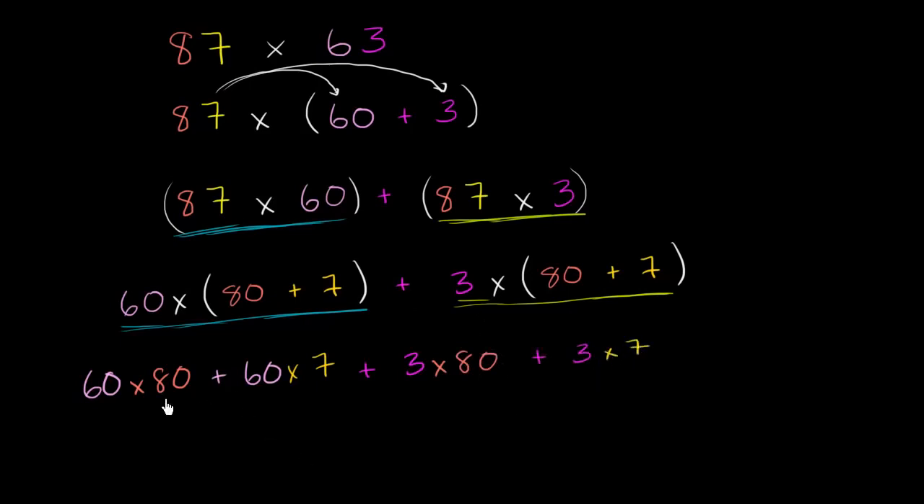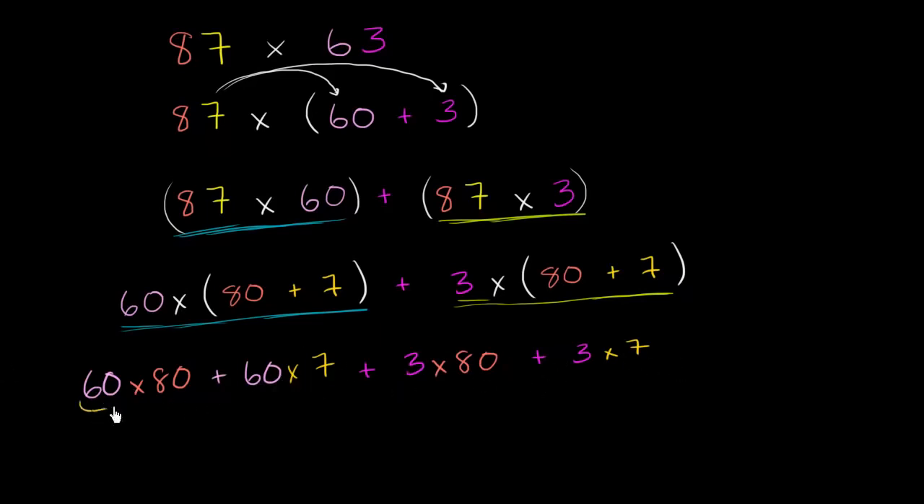So notice, what we really did is we thought about what each of these digits represent. 8 represents 80, 7 represents 7, 6 represents 60, because it's in the tens place. The 8 was in the tens place as well. This 3 is in the ones place, so it's just 3. And we just multiplied them all together. We multiplied the 80 times the 60, the 80 times the 3, the 7 times the 60, and the 7 times the 3. And then we add them all up together, and this will actually give us our product.